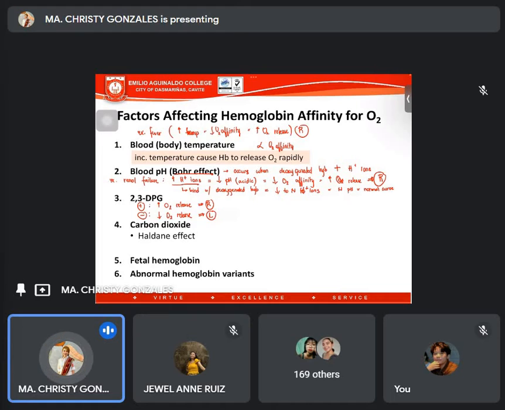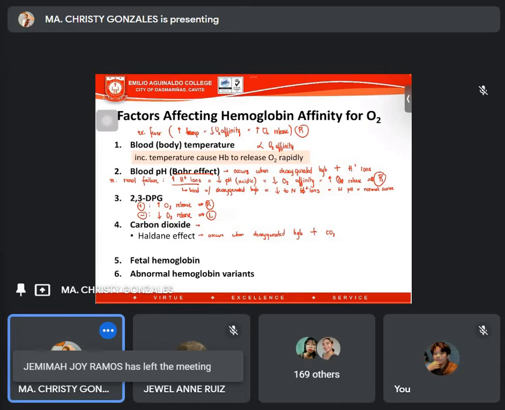Next, let's talk about your carbon dioxide. Guys, ang carbon dioxide naman, this is the Haldane effect, no? This occurs when the oxygenated hemoglobin binds with carbon dioxide. A very good example of this is hypoventilation.